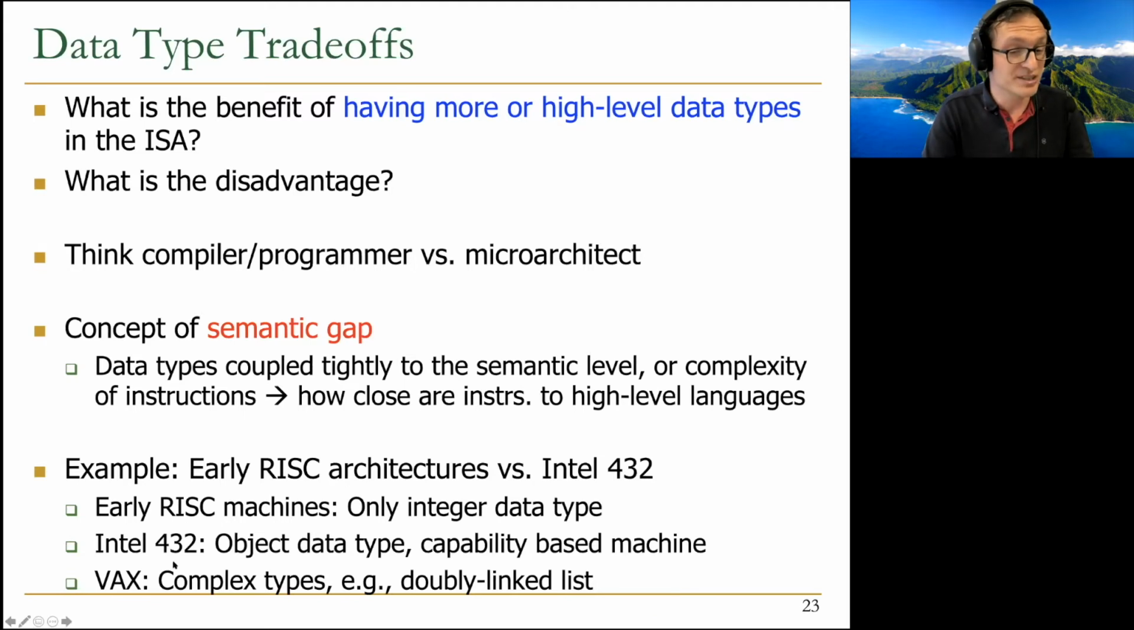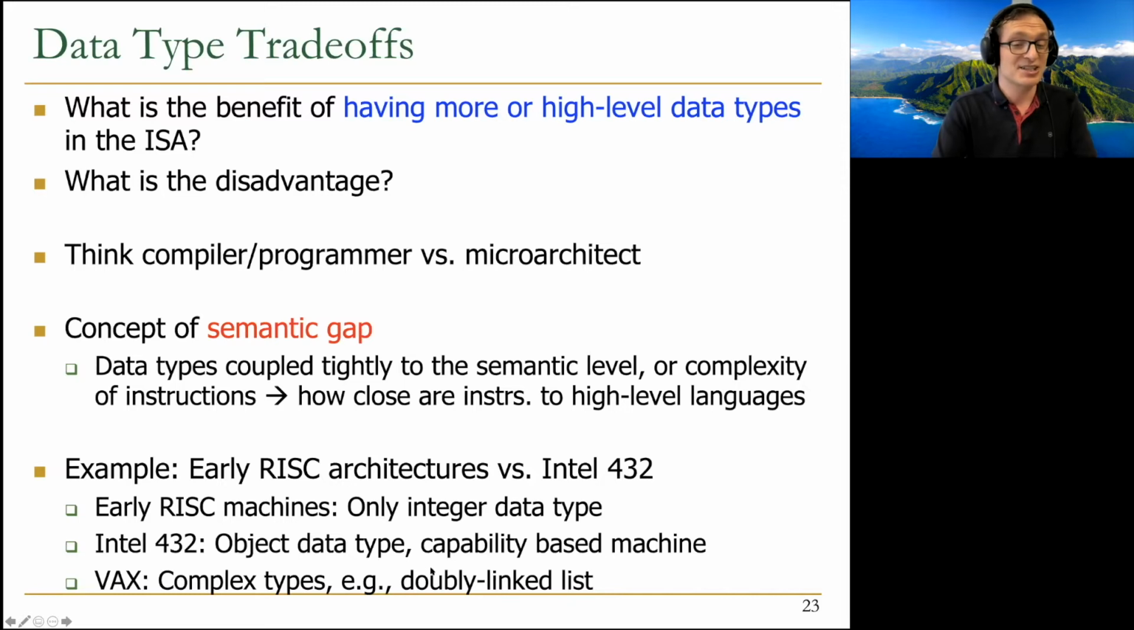Intel 432 was the opposite, basically. It had the object data type. It had really interesting ideas, which I'm not going to go into right now. If you're interested, you can study it. And VAX ISA had complex types. For example, it had a doubly linked list. This is not imaginable in a simple machine, for example, like MIPS.